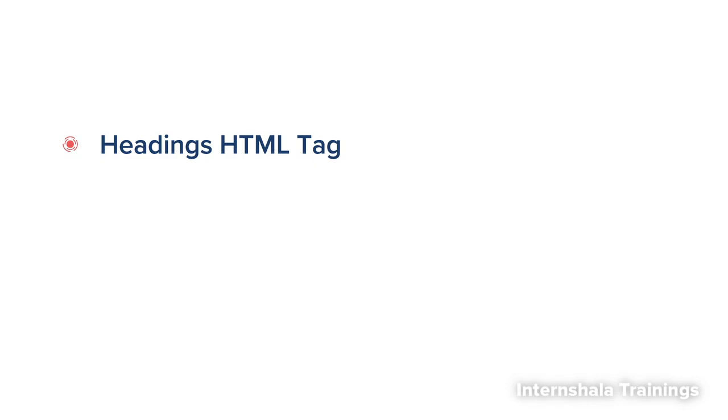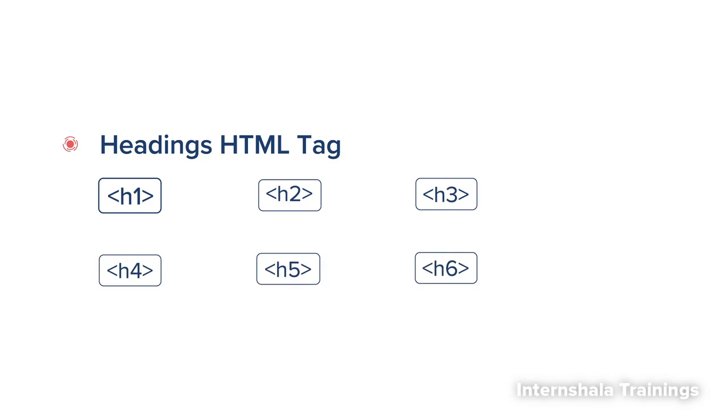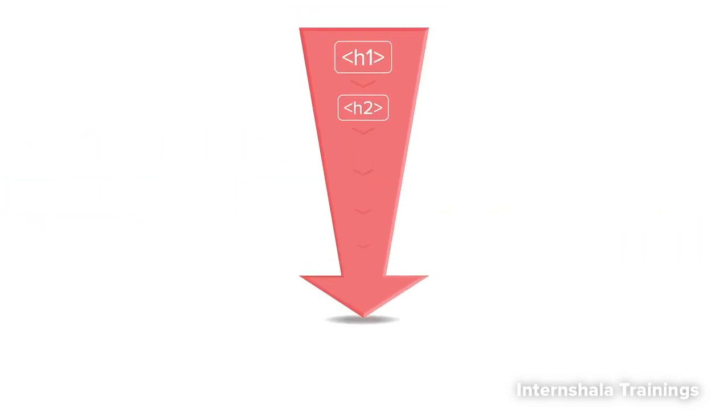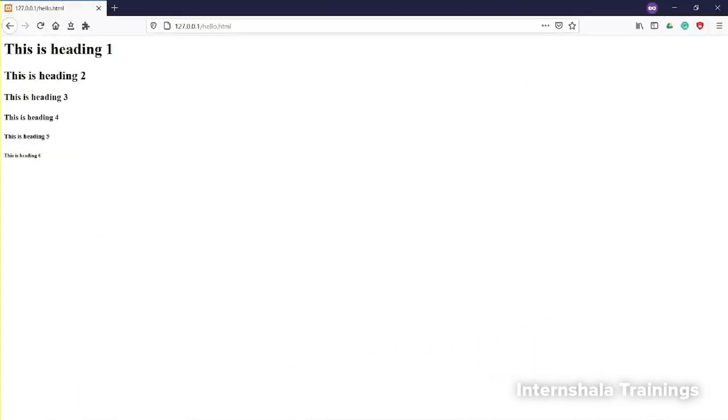As the name suggests, headings HTML tags are used to define headings on a web page. The headings tags are of 6 types, that is H1, H2, H3 and so on till H6. H1 HTML tag is for the most important heading and hence it is the biggest in size. And as we proceed to H2, H3 and so on, the size of the heading keeps on decreasing. Let's have a look and compare the size of the headings. Here you can see the H1 heading being the biggest in size, and as we move down from H2 to H6, the size of the heading keeps on decreasing, with H6 being the smallest in size.